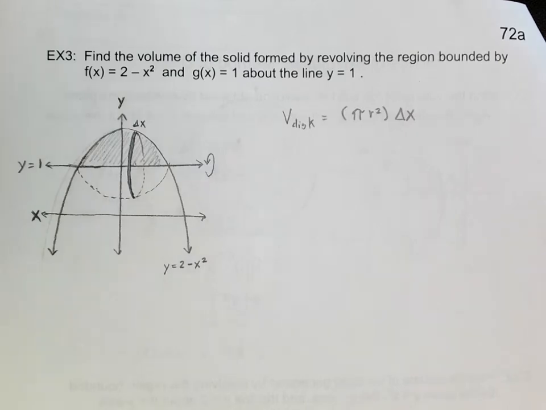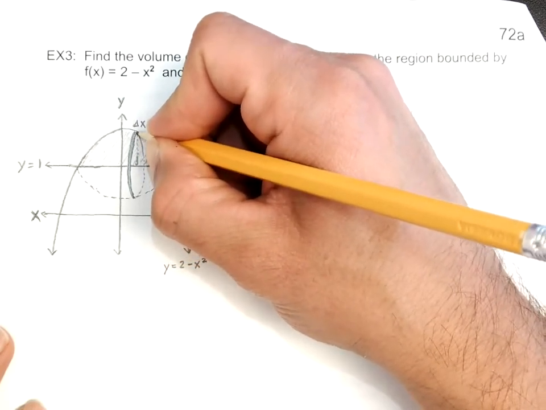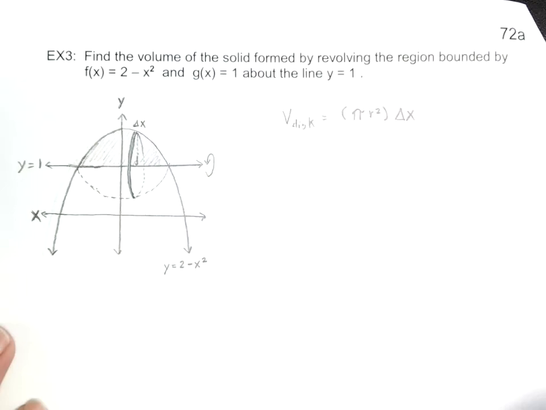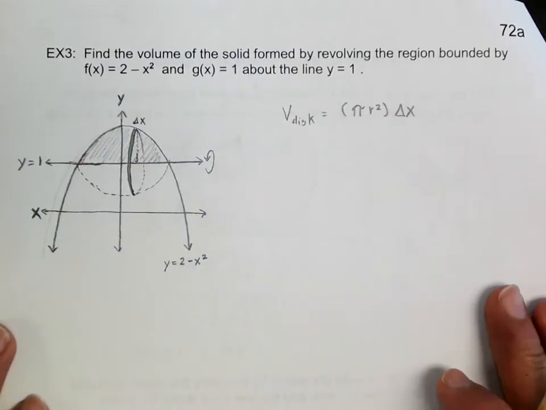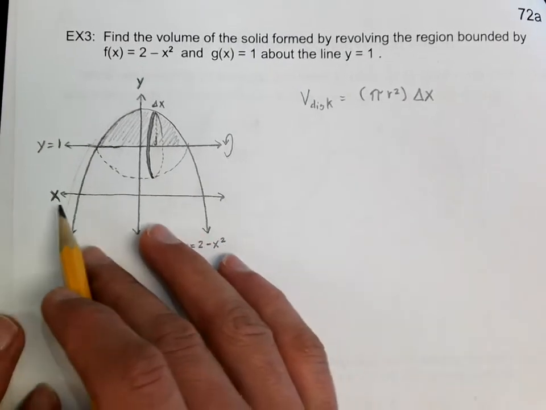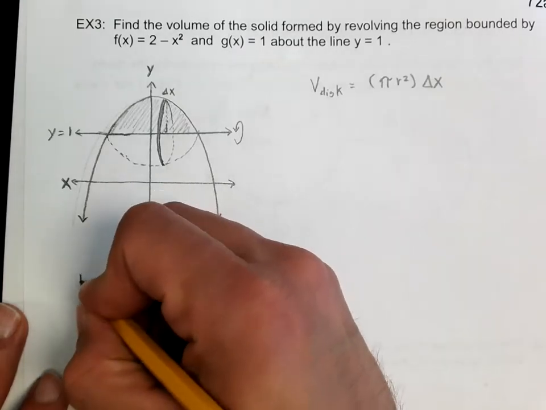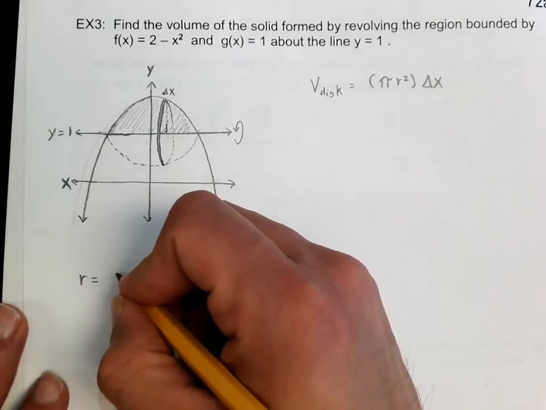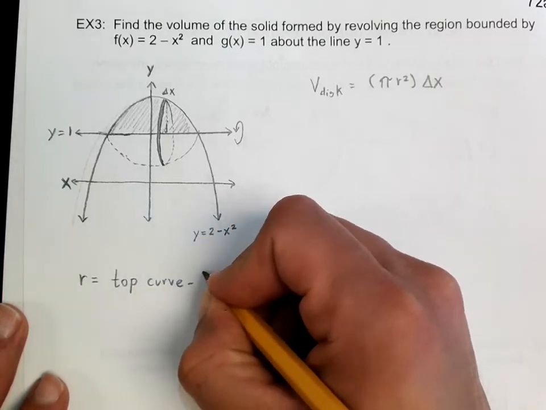So if you understand that, the only problem you have to deal with that would be considered difficult is to try to find the radius, all right? So I'm going to try to find the radius right here. So that's what I'm trying to find. I'm trying to find that distance. Hopefully you can see that. All right, and if I'm trying to find that distance, this is going to be a little bit different because the other one started right on the x-axis or the y-axis, but on this one, to find the radius, I'm going to write it down here. The radius would be equal to the top curve minus the bottom curve.